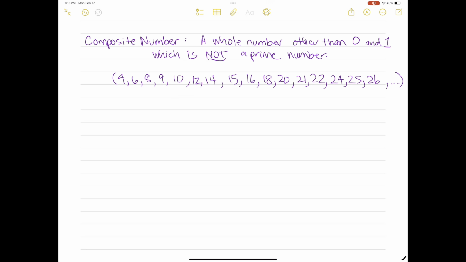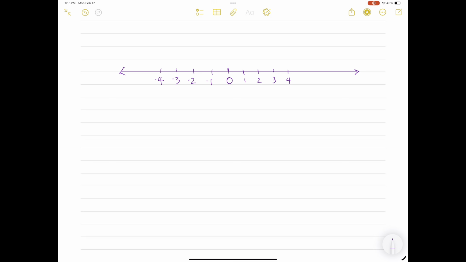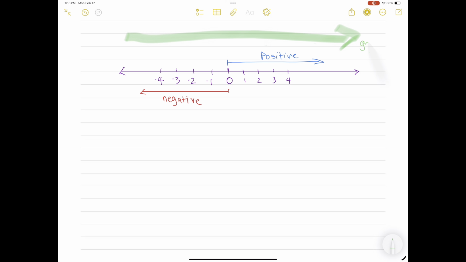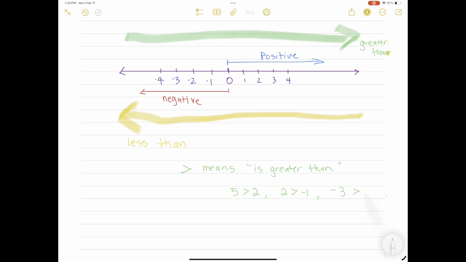On a number line, the numbers to the right of the origin are positive, and the numbers to the left of the origin are negative. On a number line, the number on the right is greater than the number on the left. This sign means is greater than, such as 5 is greater than 2, 2 is greater than -1, -3 is greater than -6. And this sign means is less than. So 2 is less than 5, -1 is less than 2, -6 is less than -3.